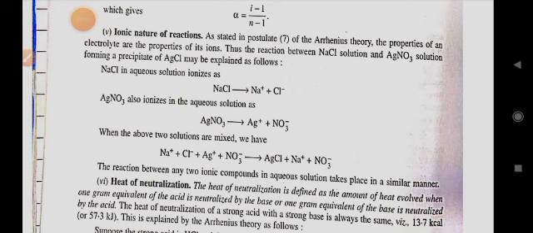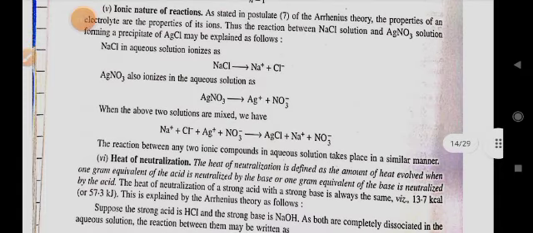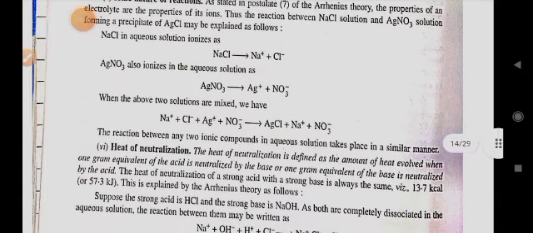As stated in postulate 7 of the Arrhenius theory, the properties of an electrolyte are the properties of its ions. Thus, the reaction between NaCl solution and AgNO3 solution forming a precipitate of AgCl may be explained as follows. NaCl in aqueous solution ionizes: NaCl gives Na+ and Cl-.